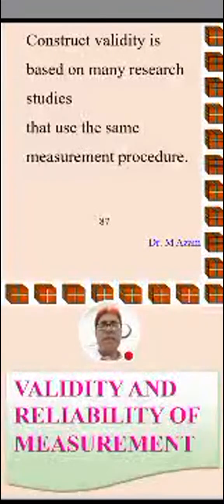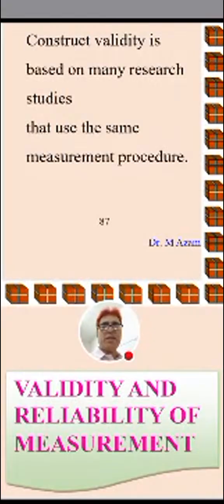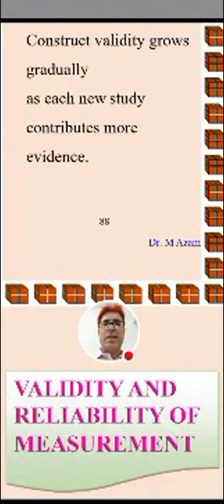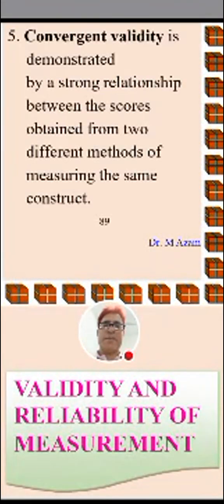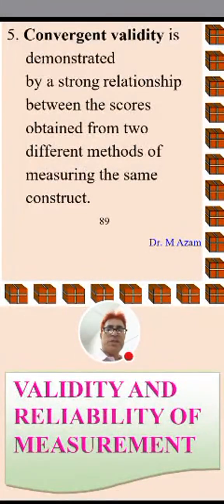Construct validity requires that the scores obtained from a measurement procedure behave exactly the same as the variable itself. Construct validity is based on many research studies that use the same measurement procedure. It grows gradually as each new study contributes more evidence. Convergent validity is demonstrated by a strong relationship between the scores obtained from two different methods of measuring the same construct.